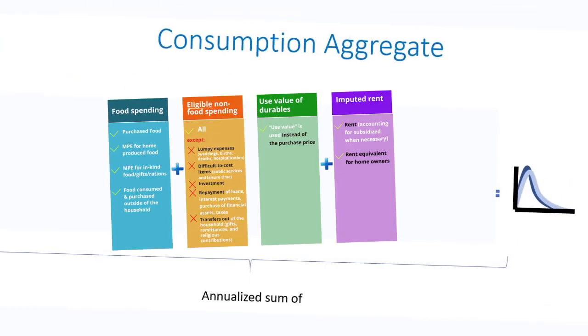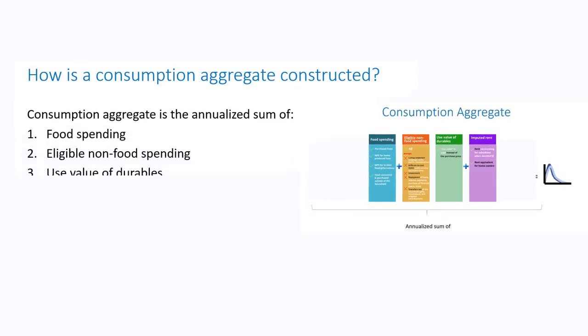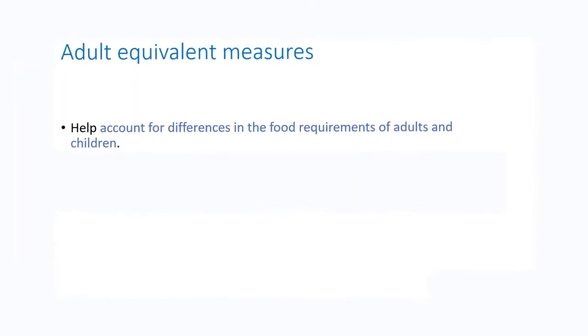With these measures, the consumption aggregate is the annualized sum of food spending, eligible non-food spending, and the use value of durables and imputed rents. It is then necessary to put these totals into per capita or per adult equivalent terms and apply spatial and temporal price deflators. Adult equivalent measures are often used in the calculation of national poverty lines to account for differences in food requirements of adults and children, as opposed to per capita measures which assume all household members to require the same number of calories.